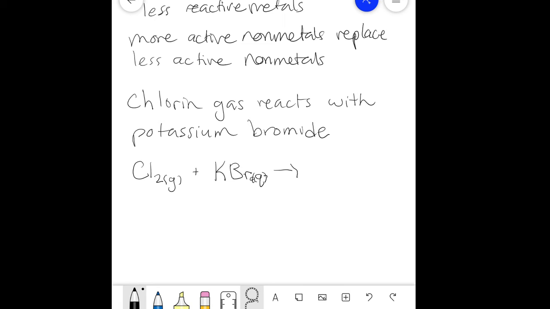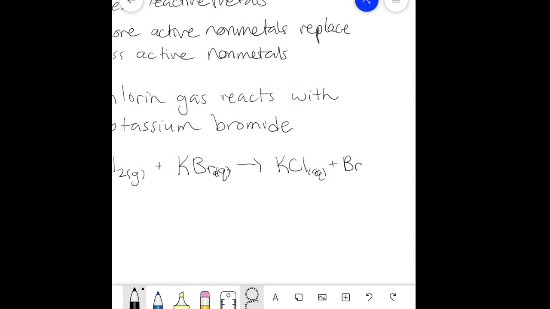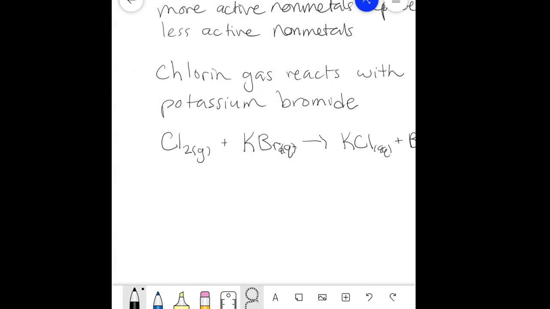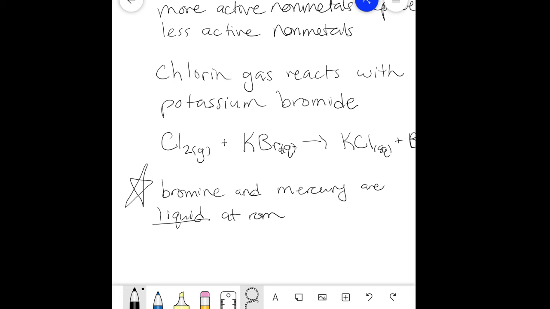So the chlorine and the bromine are going to switch. You're going to have potassium chloride, which is aqueous, and then you're going to have bromine by itself. And bromine is a liquid. Just a note, I'll write it down here: bromine and mercury are liquid at room temperature. So just remember that if you have to write either of those by themselves.